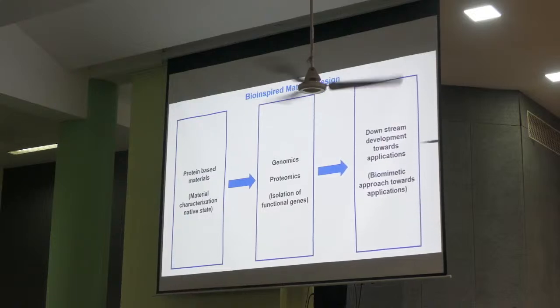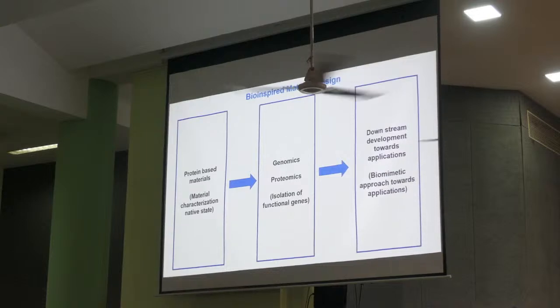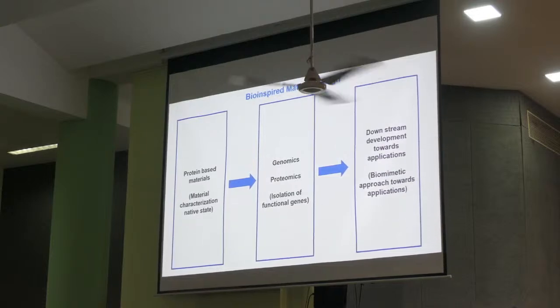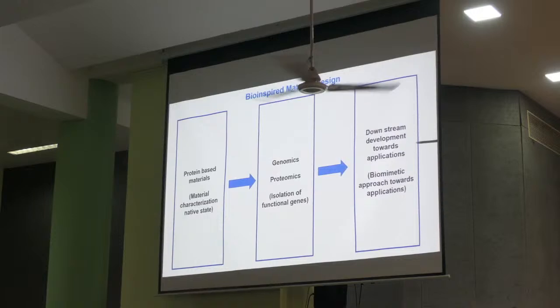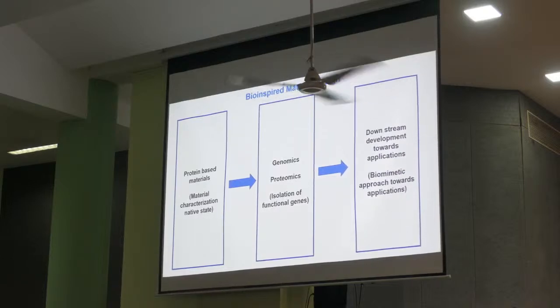And then the downstream process: how we can replicate it to produce it at laboratory scale, like recombinantly expressing that protein, and then purification, then how we can make the biomaterials out of that in the lab. So this is the overall functionalization of our lab.